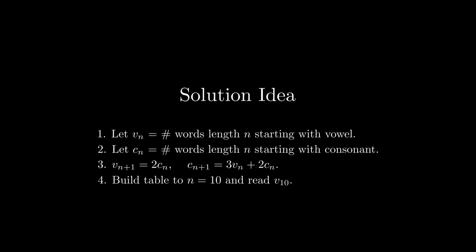So where do the 2 and 3 come from? Well, the 2 on the consonant stands for the number of other consonants, so 2 of the 3. And the 3 in front of the vowel stands for the number of consonants that could be before the vowel. So now how do we get the answer? We start with n equals 1. V sub 1 equals 2 because there are 2 vowels. C sub 1 equals 3. And then you build a table until you reach n equals 10. And then the answer is V sub 10.